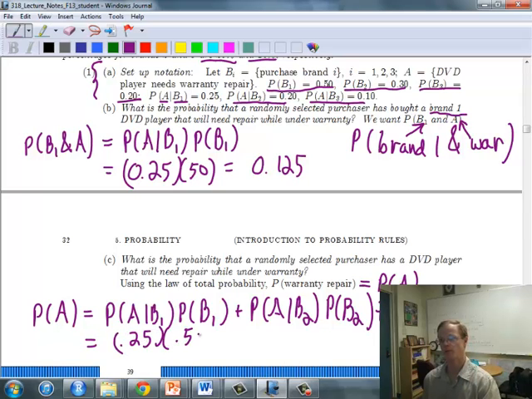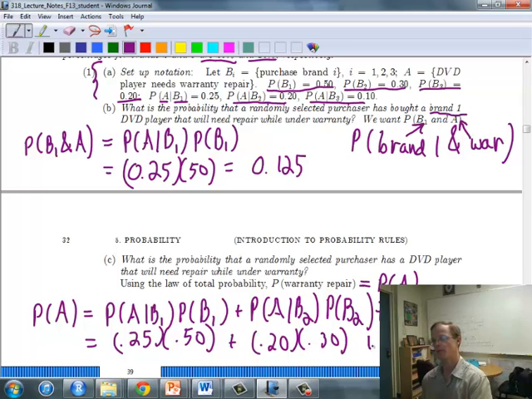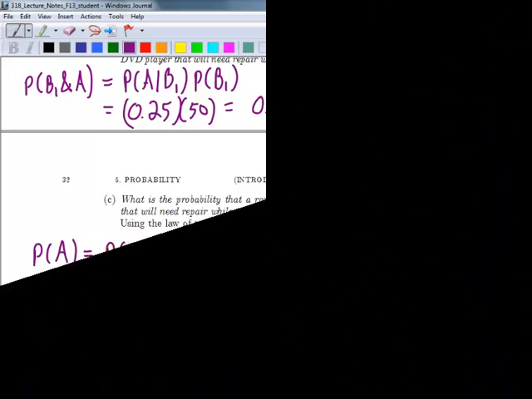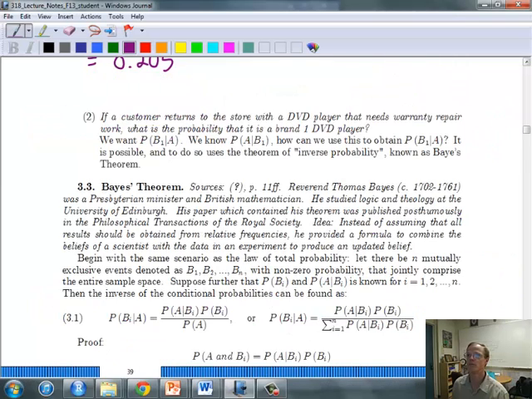So 0.25 times 0.5 plus 0.2 times 0.3 plus 0.1 times 0.2. Okay. Final result is 0.205. Okay, now I want to move on to finishing this example. Question 2. If a customer returns to the store with a DVD player that needs warranty repair work, what is the probability that it's a brand 1 DVD player?